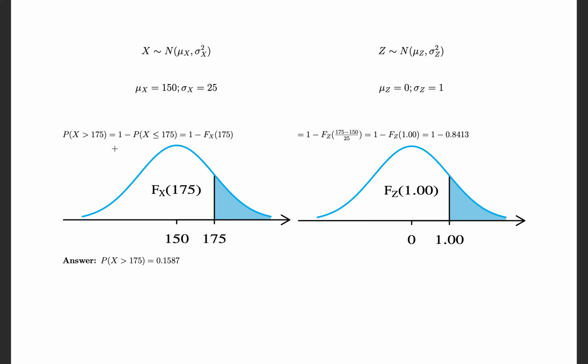then we take 1, which is the whole area under the graph, minus the probability that x is less than or equal to 175, which is the area on the left-hand side of 175. So 1 minus the cumulative probability function of x for 175, the area under the graph.